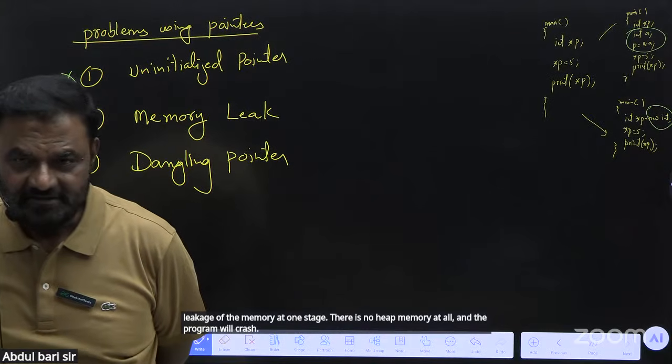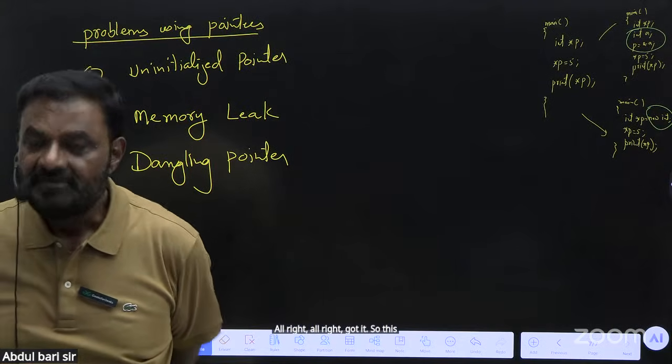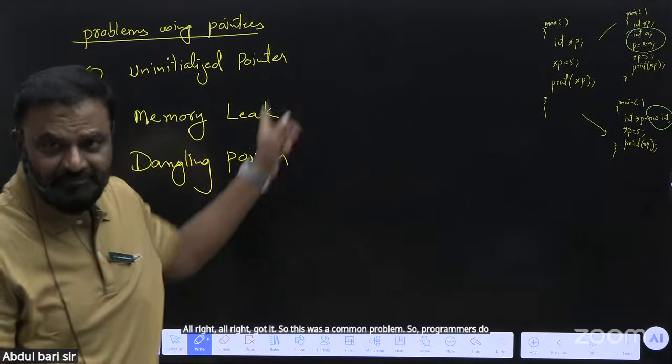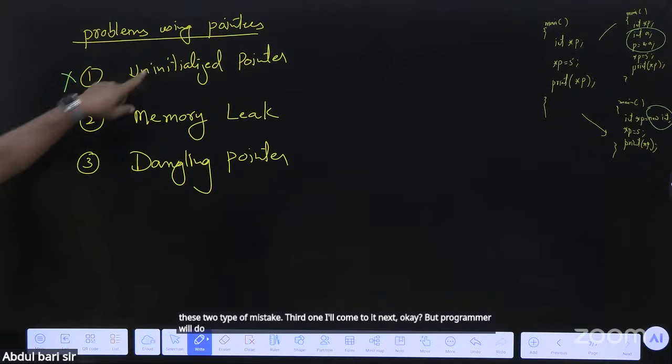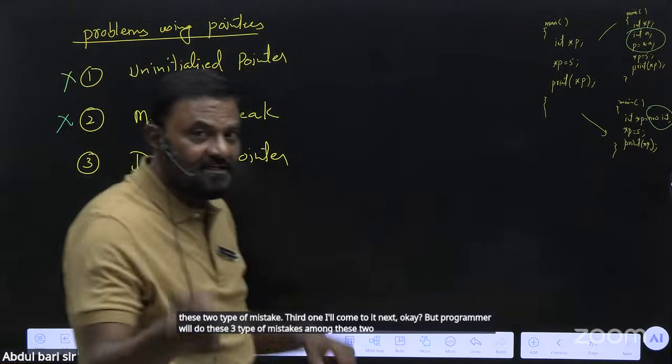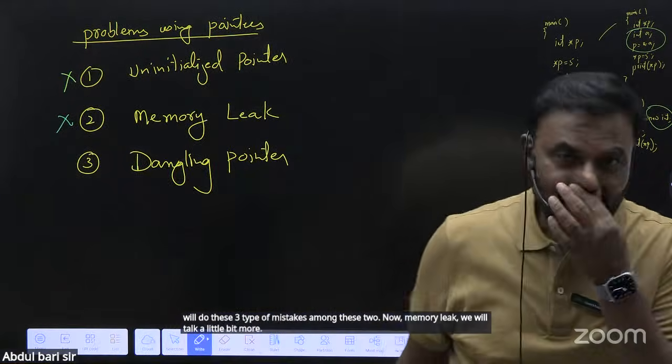All right, got it. So this was a common problem. So programmers make these two types of mistakes. The third one I'll come to next. Okay, but programmers will make these three types of mistakes. So among these two, now memory leak, we will talk a little bit more.